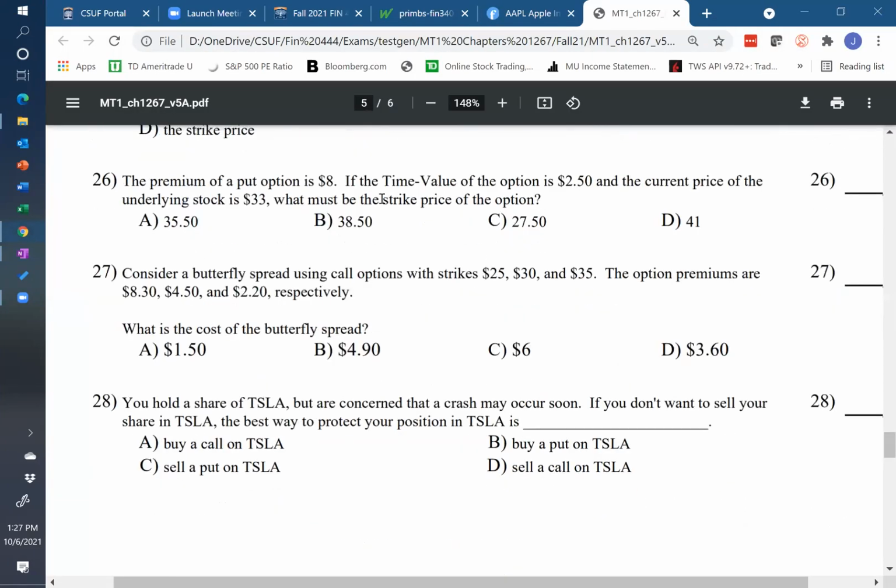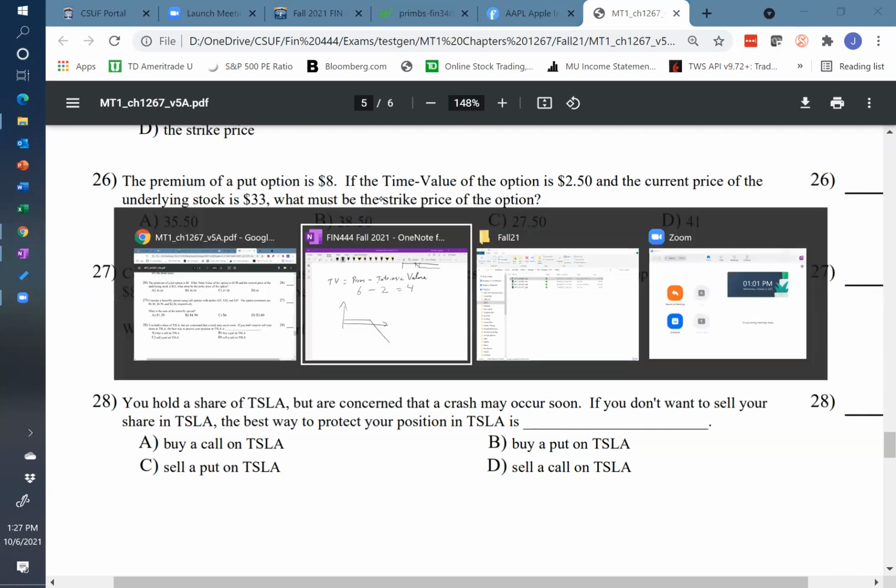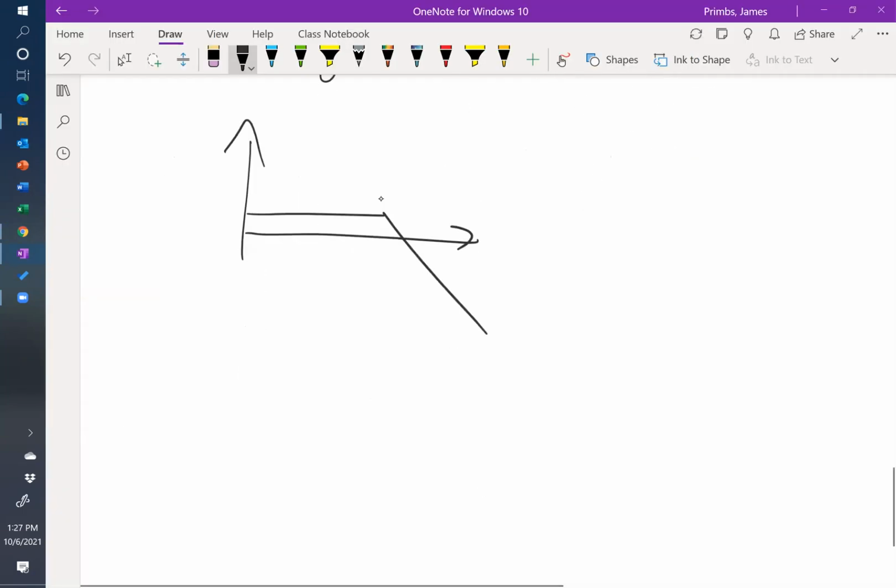All right, the premium of a put is $8. The time value of the option is $2.50. And the current price of the underlying stock is 33. What must be the strike of the option? Let's go back to this time value, and we want to know the strike. I'm going to flip this around. Intrinsic value is equal to the premium minus the time value.